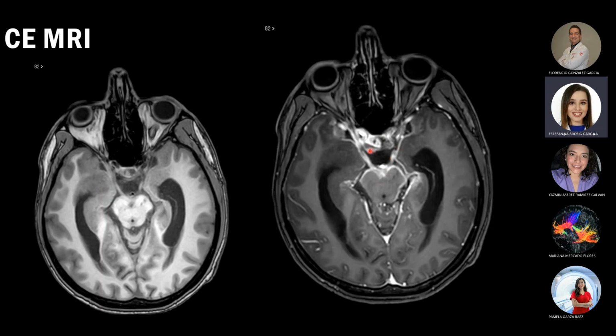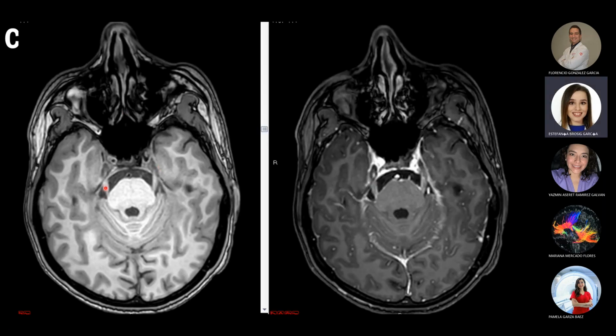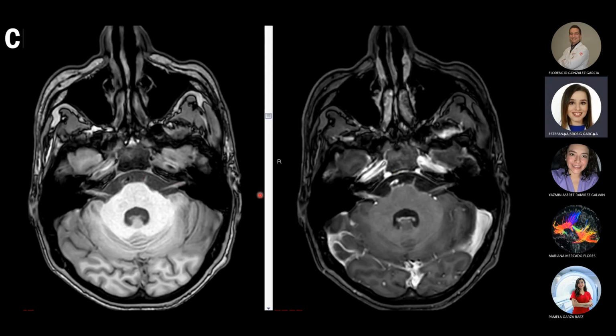And we can also see the third cranial nerve in its cisternal portion with clear enhancement posterior to the contrast. The fifth cranial nerve is also enhancing in its external portion. And also we can see an enhancement of the dural meninges with an abnormal enhancement in the occipital bone. Sixth, seventh and eighth cranial nerves were also enhancing in their external portions.